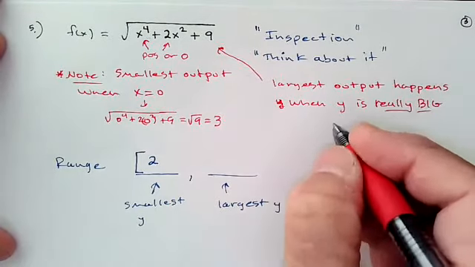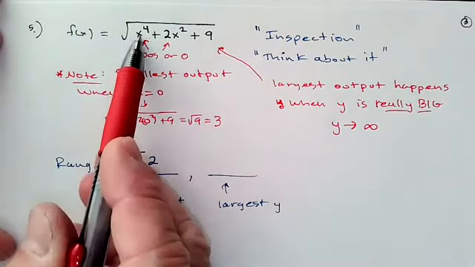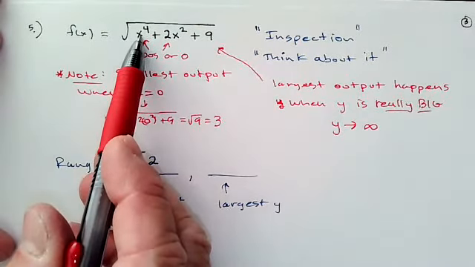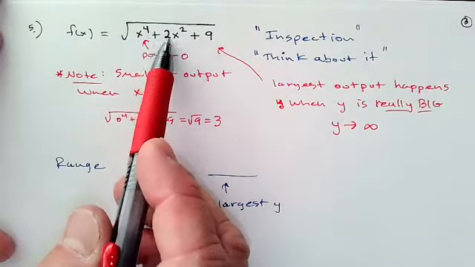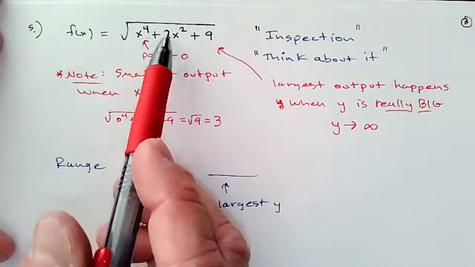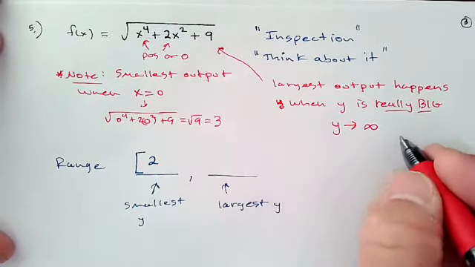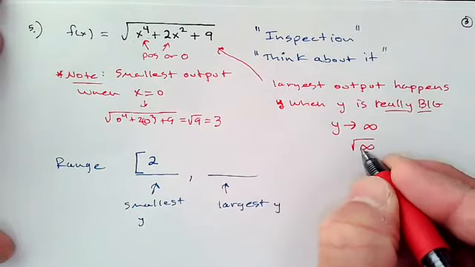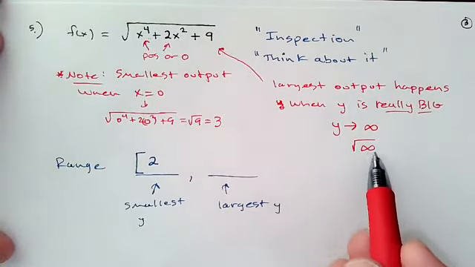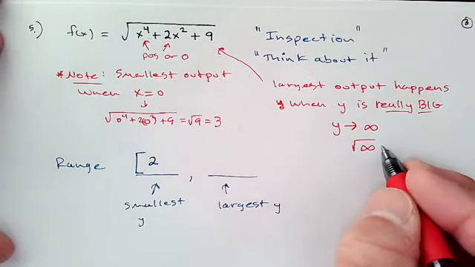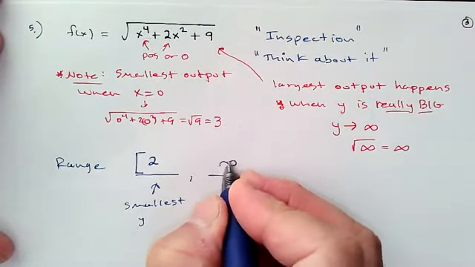When I say really big, what do you think I mean? I mean when y approaches infinity. If you plugged in an infinitely large number, raised it to the fourth, that's going to give you an infinitely bigger number. Add 2 times an infinitely large number, then this whole thing's going to be even bigger. Then go ahead and add 9 to that. That's not going to change it very much, right? So what it boils down to is, what is the square root of infinity, right? Because you could make this inside infinitely big. Well, if you have an infinitely large number, the square root of infinity would equal infinity. So the largest output for this function will be infinity.